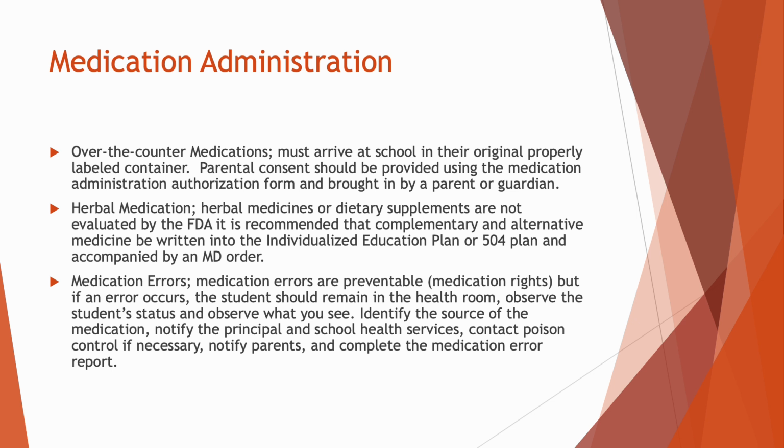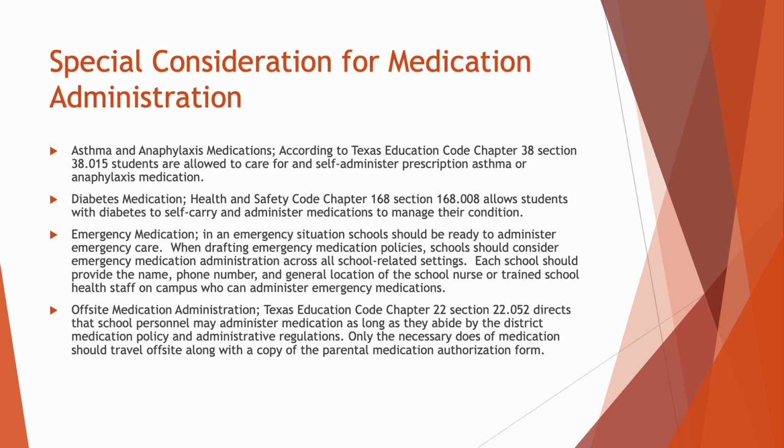Medication errors are preventable, but if an error occurs, the student should remain in the health room, observe the student's status, and observe what you see. The nurse should identify the source of the medication, notify the principal and school health services, contact poison control if necessary, notify parents, and complete the medication error form.